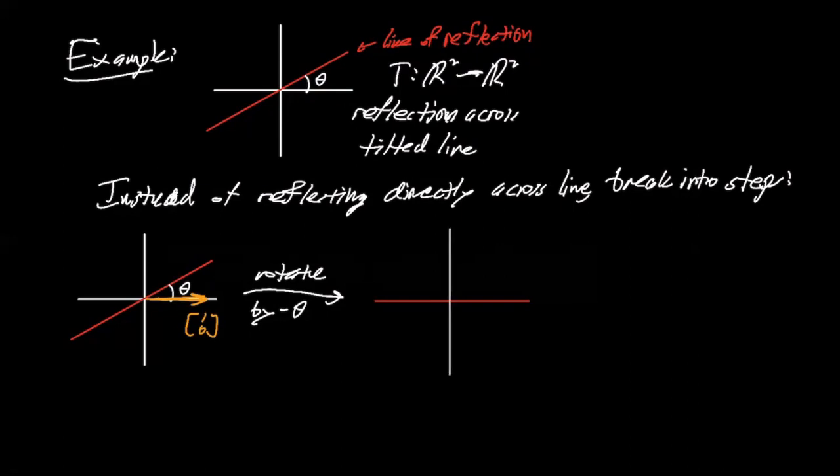Okay, but the real thing is what happens to the orange vector, right? The orange vector, which was 1, 0, now points down here with angle theta. So that's the first step. And the reason why I'm saying to do that first is because now the next step is we can reflect across the x-axis.